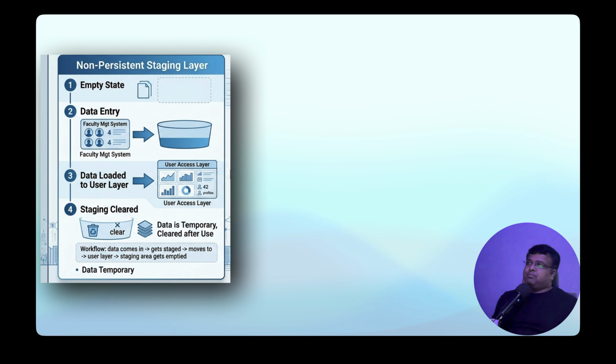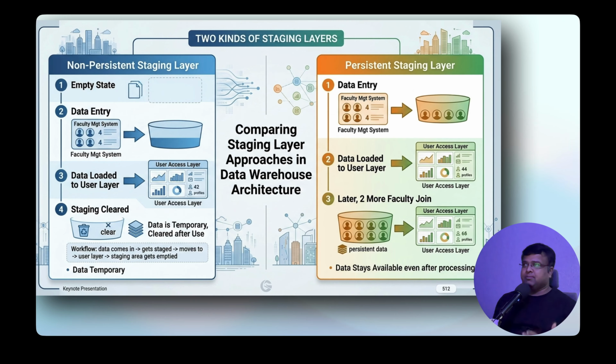Later, when these two new faculty members join in the next semester, the staging layer already contains the earlier faculty data. We simply add the records on top of the existing ones, move the required data into the user access layer, and still keep everything stored in the staging layer. The difference is very simple. Non-persistent staging layer, data is temporary, gets erased after use. Persistent staging layer, the data stays available even after processing.